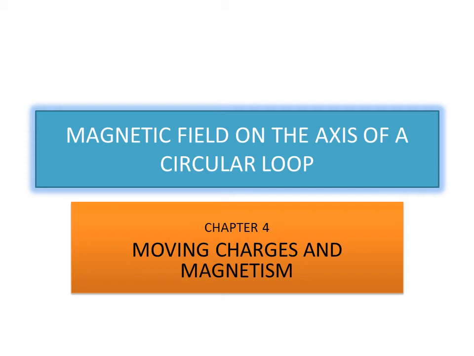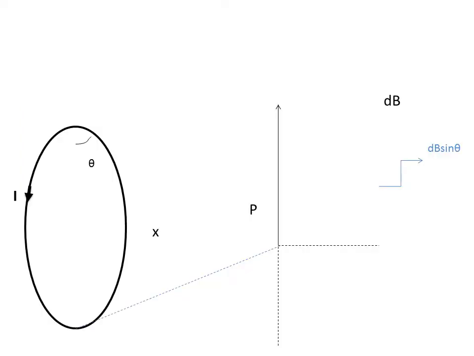Now we are going to find the magnetic field on the axis of a circular current carrying loop. We have studied Biot-Savart law, according to which the magnetic field at a point P at a distance r from a current carrying element dl is mu 0 by 4 pi I dl sin theta by r square, where theta is the angle between dl and r. So we are going to use Biot-Savart law to find the magnetic field due to a circular loop.